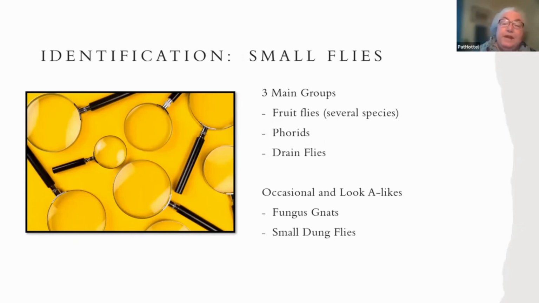All right, so identification, small flies, and I'm breaking it down into three main groups. The most common are fruit flies. So this is the Drosophila flies, our phorids, and then our drain flies.